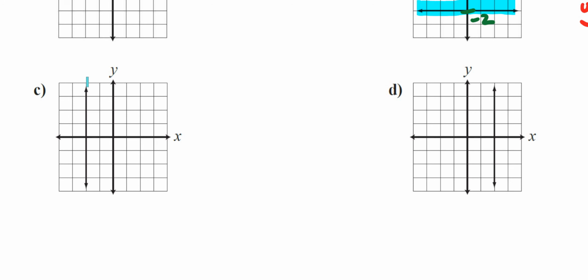And for letter C, I notice I have a vertical line. Whenever you have a vertical line, the equation starts off with x =. And now just look at where that vertical line is positioned. So it's positioned at not negative 1, but at negative 2, right? So this vertical line has the equation of x = -2.